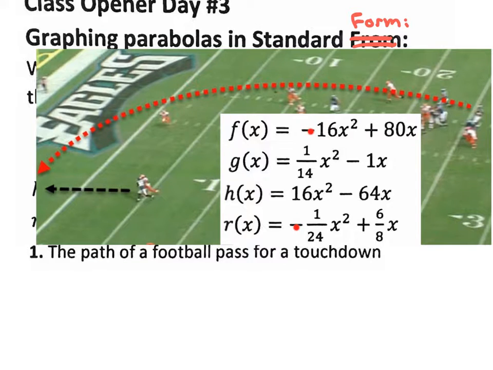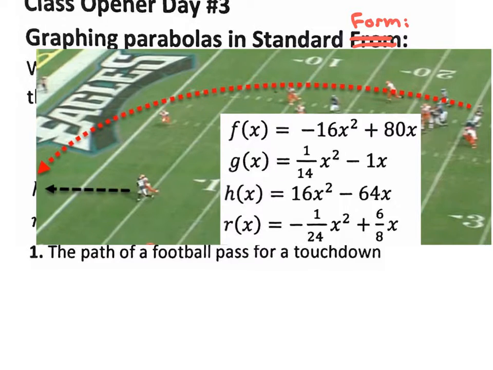Now the question is, which one of these a values will produce a wide parabola like this? The 1 over 24. So r of x would be the only one that could possibly model a pass in football. Okay. So do me a favor, on your notebook, write down the answer r of x. Now you should write down the path of the football would be r of x. And you could write down that function again if you want. Again, we were able to determine which one models it best just by analyzing the a value of our standard form quadratic function.